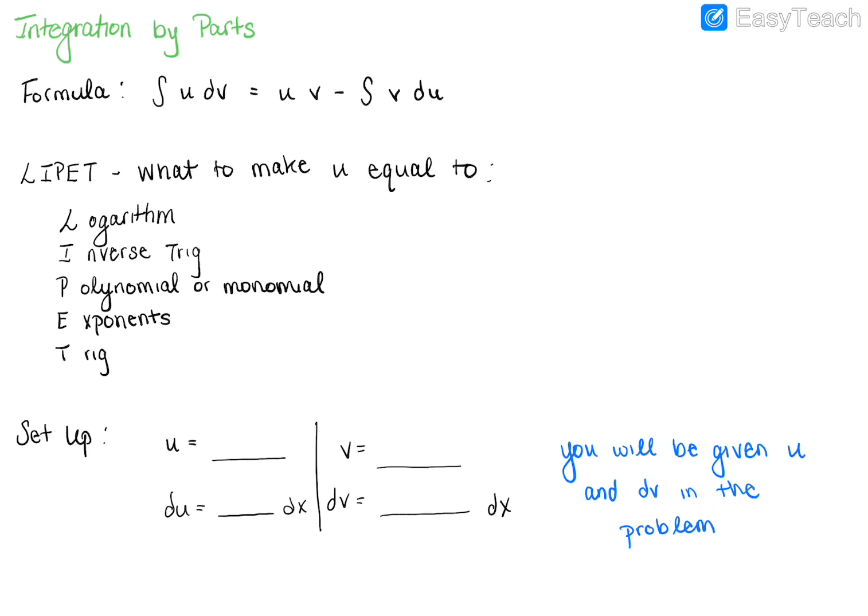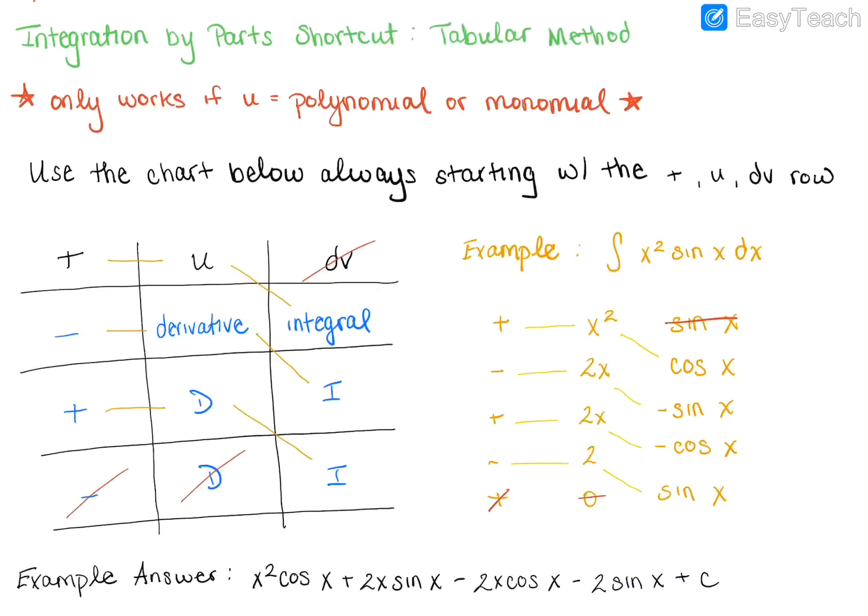On the next page we have the formula for integration by parts and what we want to make u. So for example, if I had the integral of x times e to the x, x would fall under P for poly or monomial. E would fall under exponents, or e to the x, so I would want to make u equal to x rather than e to the x in an integration by parts formula because it comes first in that LIPET acronym.